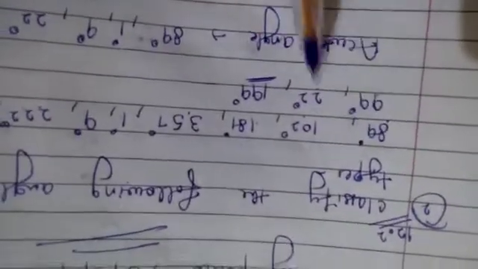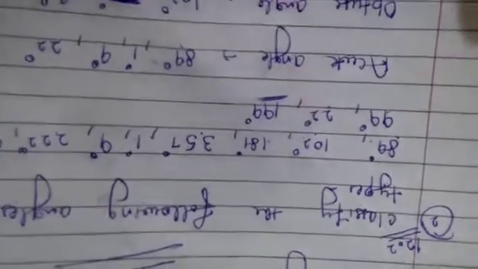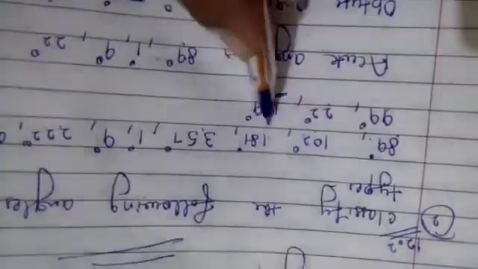Second question: classify the following angles according to their types. We have to differentiate which are acute angles, which are obtuse angles, and which are reflex angles. First of all, we will write acute angle, obtuse angle, and reflex angle. 89, less than 90, so acute angle. 102, more than 90, obtuse angle. 181, more than 180, reflex angle.